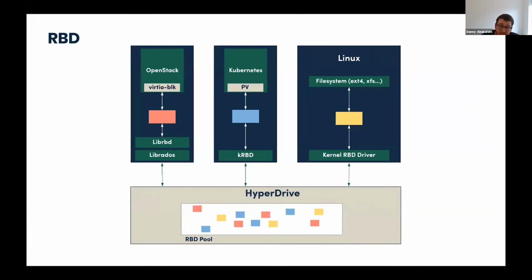RBD also has a journaling feature, so we can keep track of changes to images in a separate pool if you want to, and this means that we can do things like mirror RBDs between Ceph clusters. And we also have other things like quotas and multi-tenancy, and there's trash functions, and lots of other features in RBD as well.